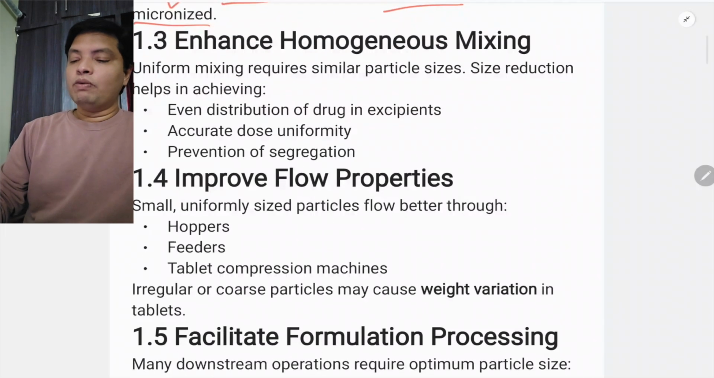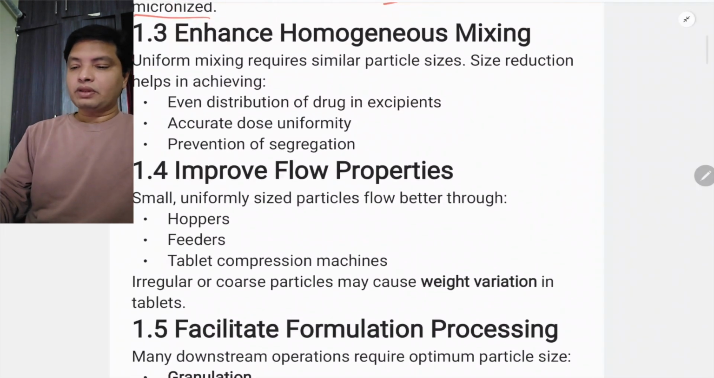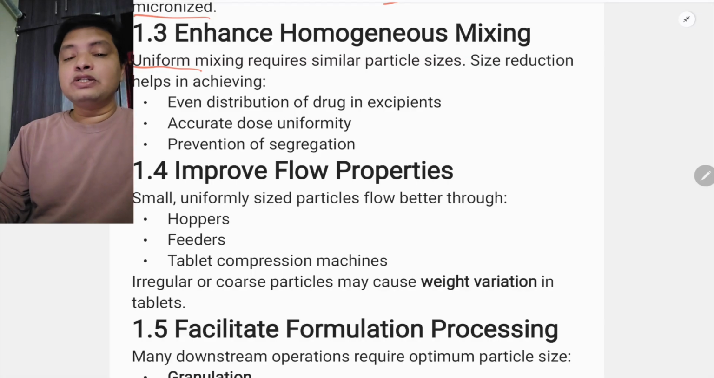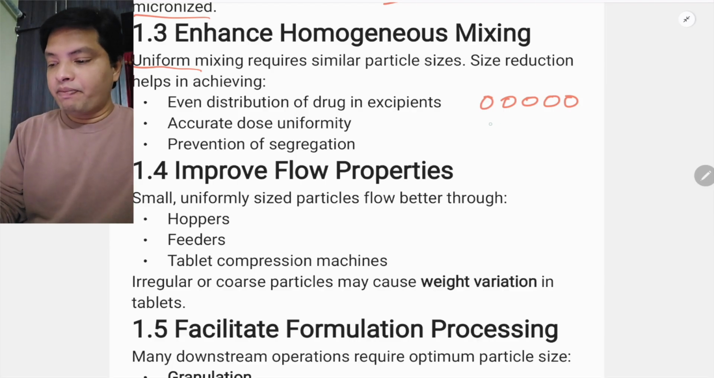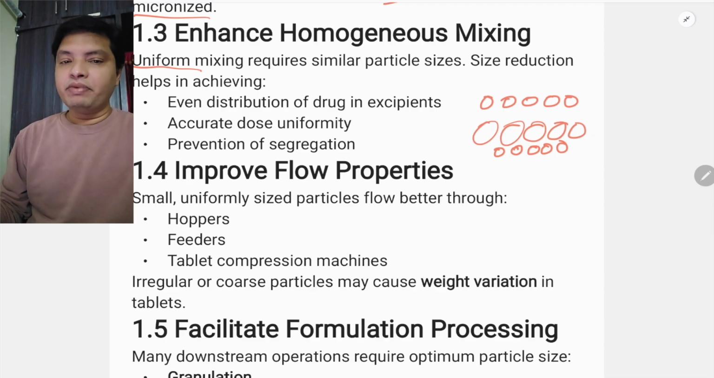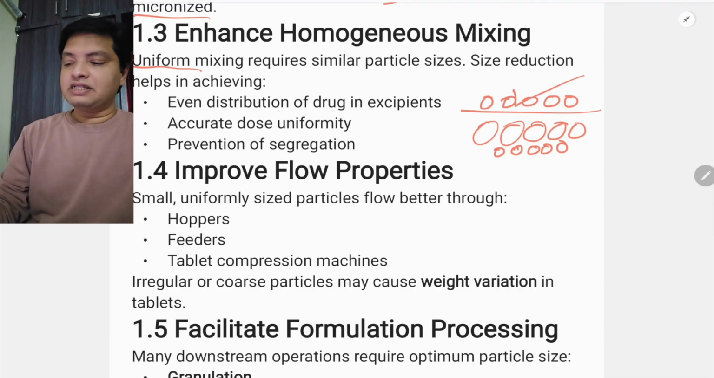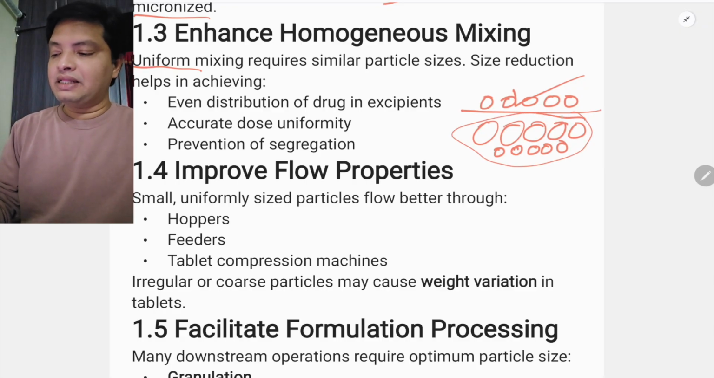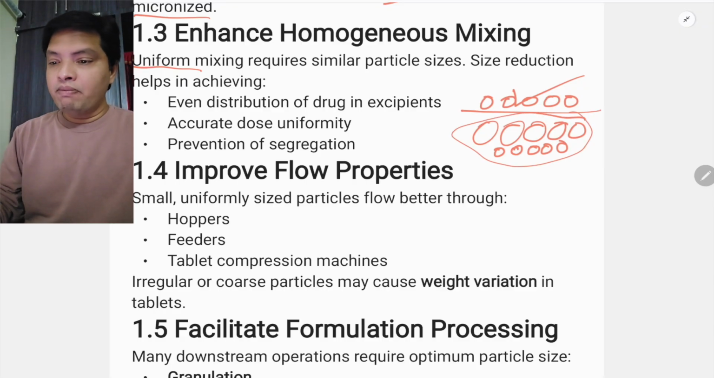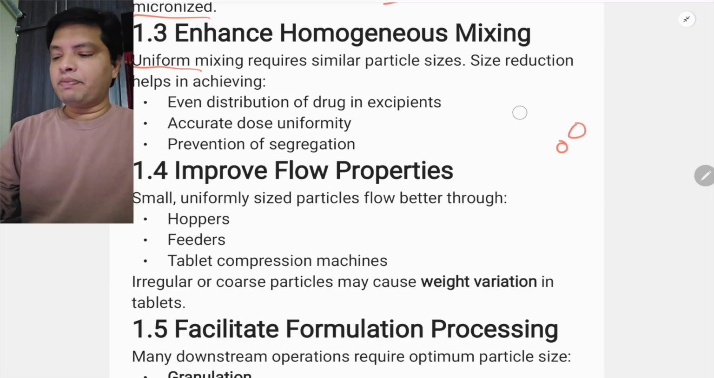Next, homogeneous mixing. I told you, if particle size is uniform like this, mixing will be uniform. If you have particles larger like this and particles smaller like this, there will be no uniform mixing. If the particles are of this type, then only there will be uniform mixing. If the particles are like this, there will be no uniform mixing. That's what the problem is.